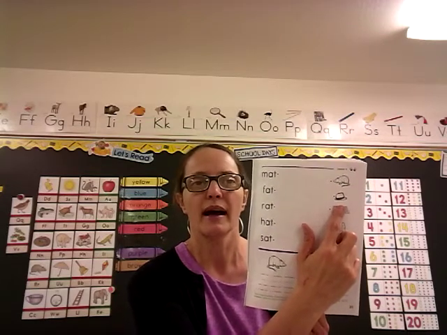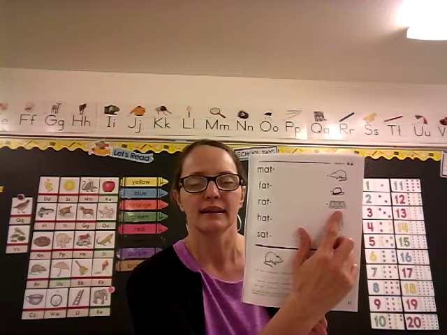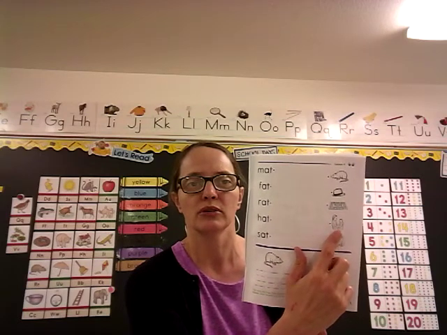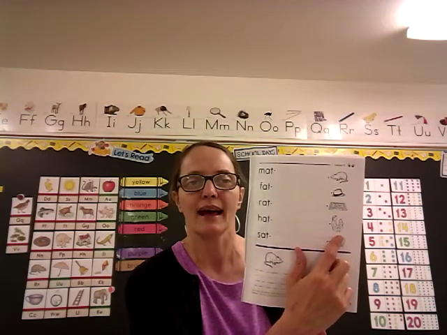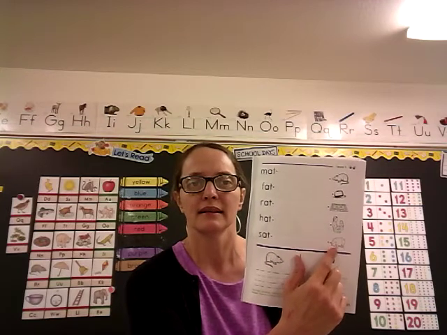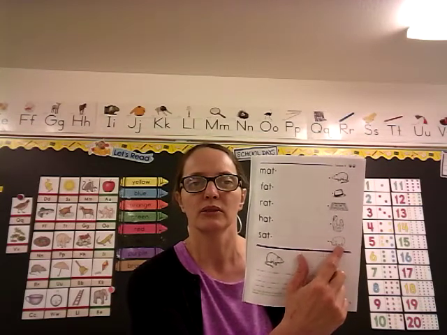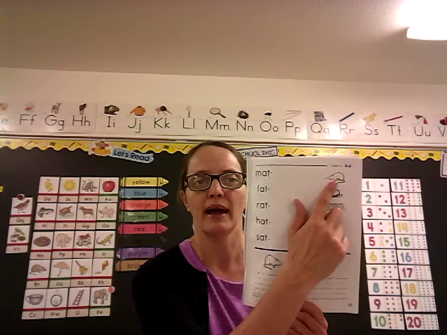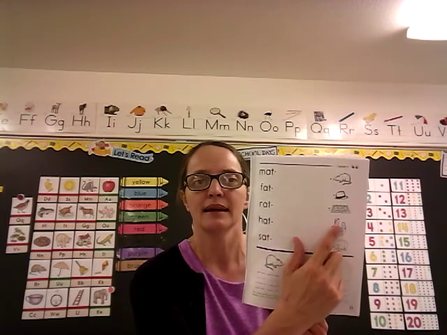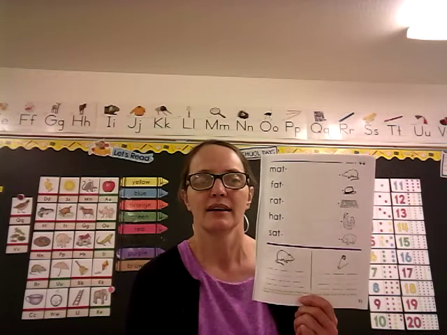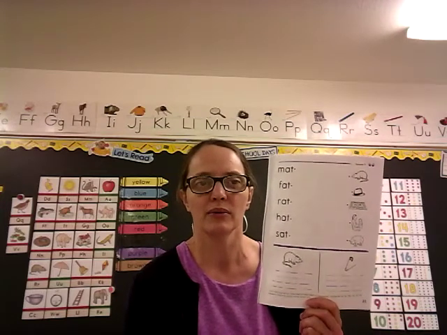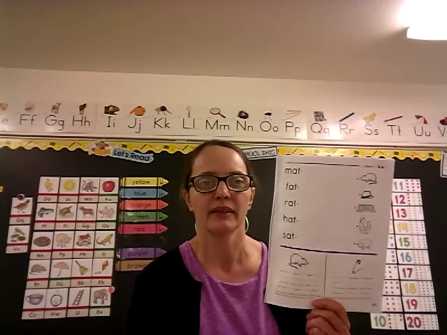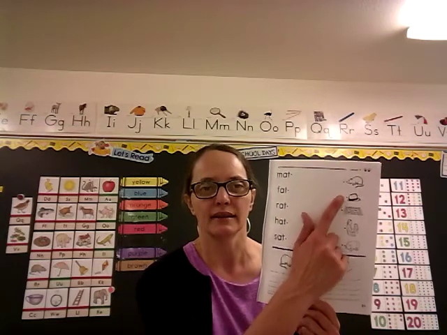Next picture, hat. Next picture, mat. Next picture here, the little girl sat. This is sat. And the last one, the picture of the pig, but it's fat. So back up at the top, we have rat, hat, mat, sat, fat. So can you kind of hear something similar about all those words? What is similar about all those words? They all have the same middle and ending sound. Let's listen again.